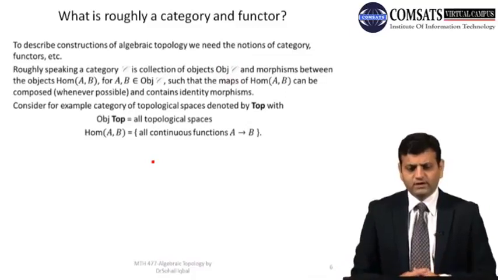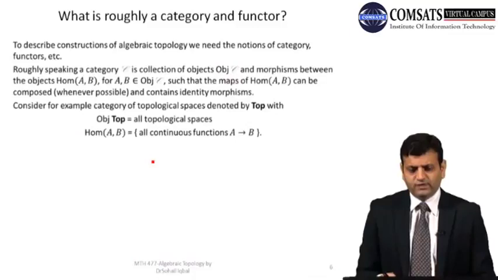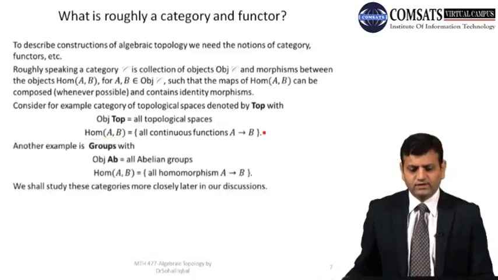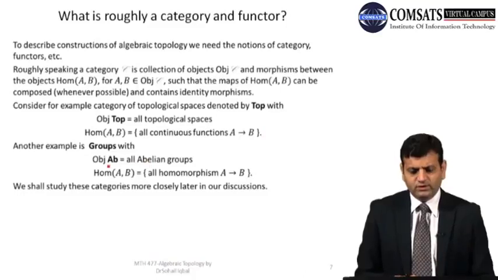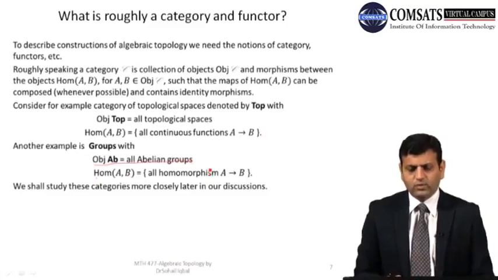So for example, let's take the category of topological spaces. We have the objects as the set of all topological spaces, and Hom(A, B) is the set of all continuous functions from A to B. And similarly, we can consider the category of abelian groups. In this case, the objects of the category are all abelian groups, and the morphisms are all homomorphisms.